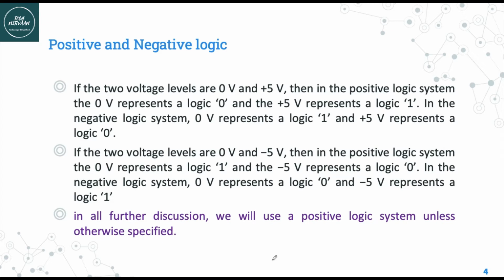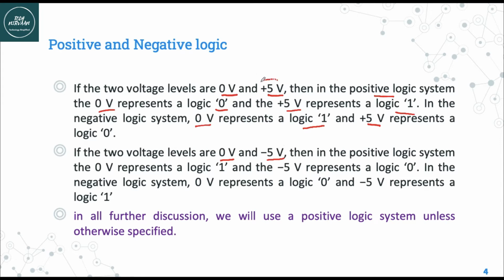To understand this, let us take the voltage values 0 volt and plus 5 volt. In a positive logic system, 0 volt will represent logic 0 and plus 5 volt will represent logic 1. In a negative logic system, 0 volt will represent logic 1 and plus 5 volt will represent logic 0. To clarify this more, let us take two other voltages, 0 volt and minus 5 volt.